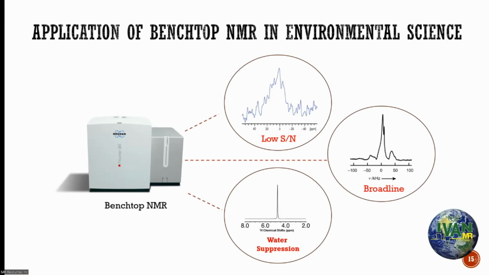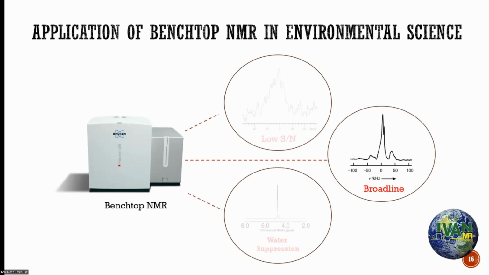The other one is broad line shape. That is due to the heterogeneity of the sample. And lastly will be water suppression, because our samples are mostly 100% water, and therefore we have to be able to suppress the water to really bring out the resonances that are in the baseline.